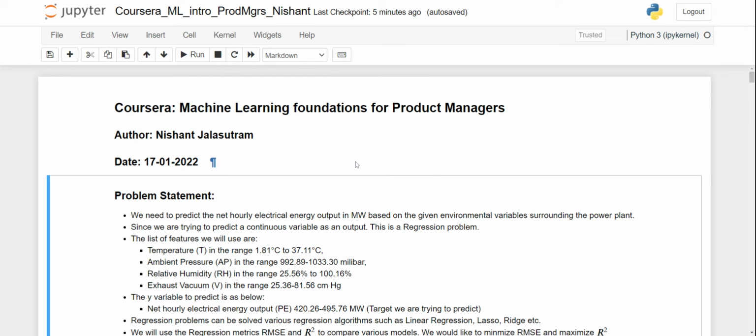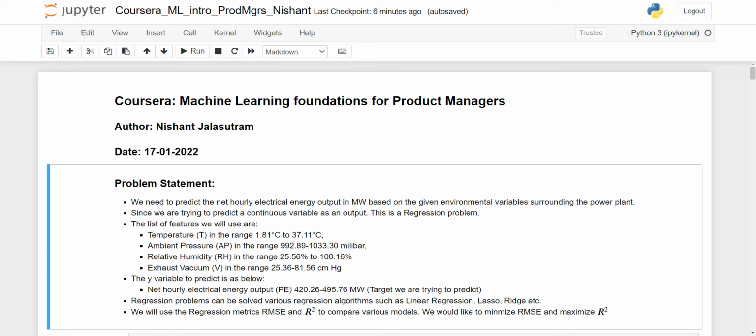Hi, I'm Nishant, and today I will explain the various details I have gathered based on the problem statement that is given. Here we need to predict the net hourly electrical energy output in megawatts based on the various environment variables that are given surrounding the power plant.